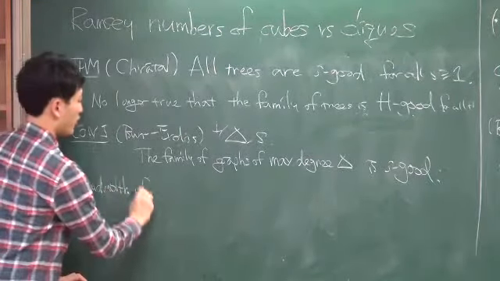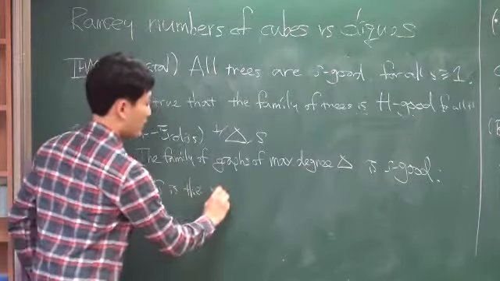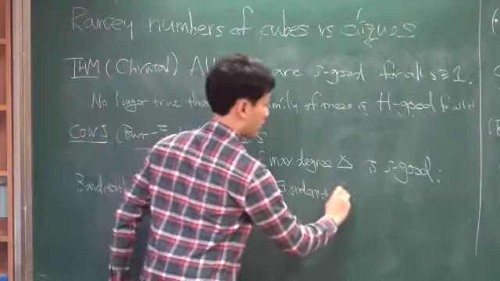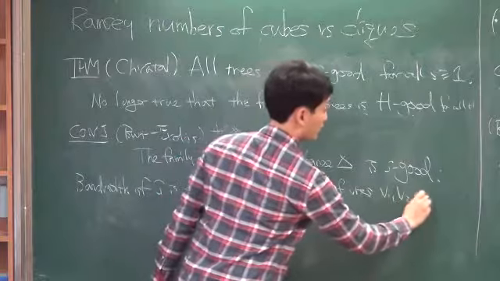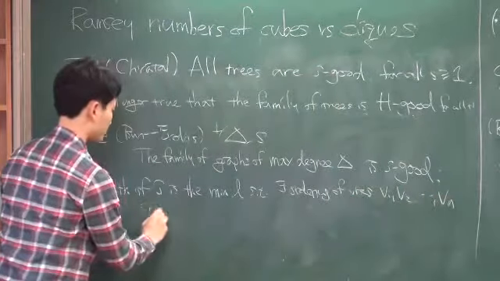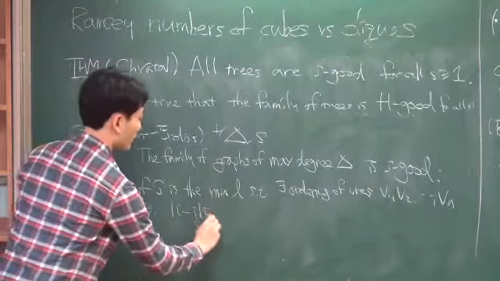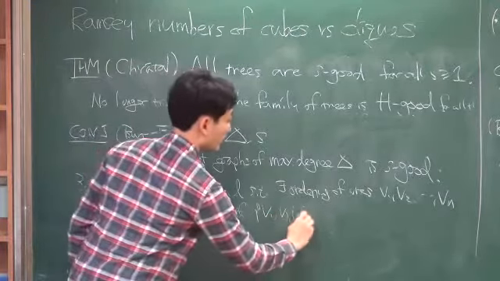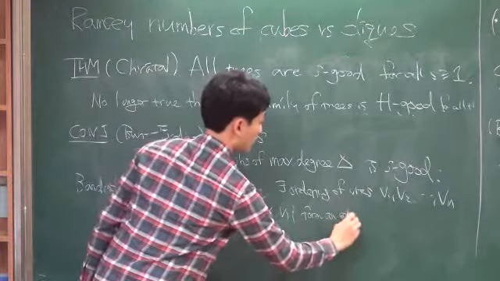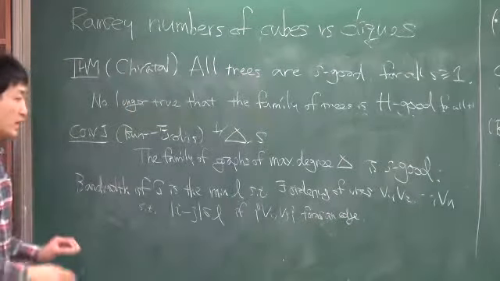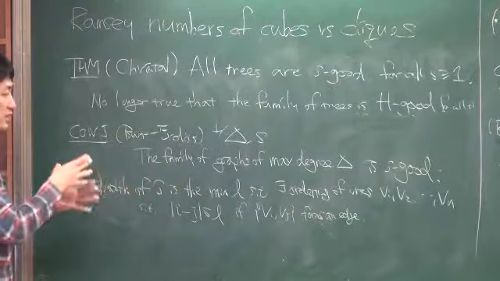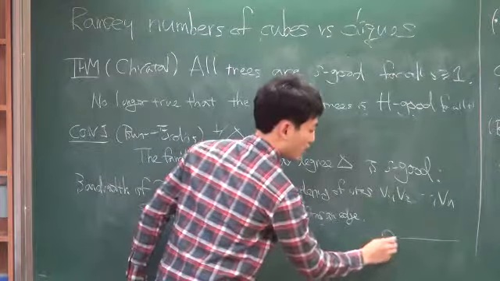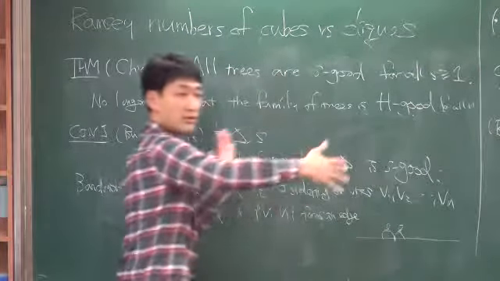The bandwidth of a graph G is the minimum L such that there exists an ordering of vertices v1 up to vn, such that i and j differ by at most L if vi, vj form an edge. That means we can linearly order the vertices so that all of the edges are really just close to each other. If you pick a vertex, it can only have edges within this L interval, L distance.